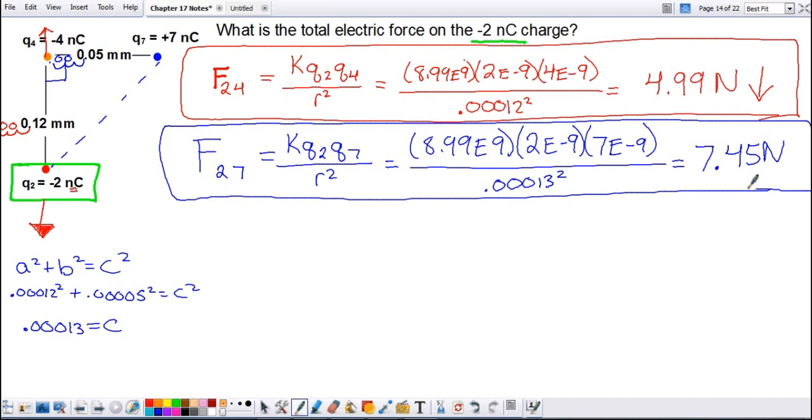Again, we have to look and decide. This is a -2 nanocoulomb charge. This is a +7 nanocoulomb charge. Opposites attract, so they're going to be attracted to each other, which means the charge we're worried about is going to go up and to the right.